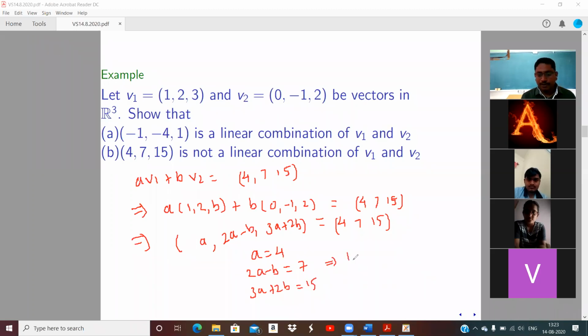You can find the value of B from here and show that this A and B doesn't satisfy this. So can anybody tell me, what is the value of B? B is 2A minus 7. I move this B here and 7 there. So what is that? 2 into 4, so it is 1. So does it satisfy? You just check it. 3 into 4 plus 2 into 1 is 12 plus 2, 14. It is not equal to 15. It doesn't satisfy, so we cannot find A and B.